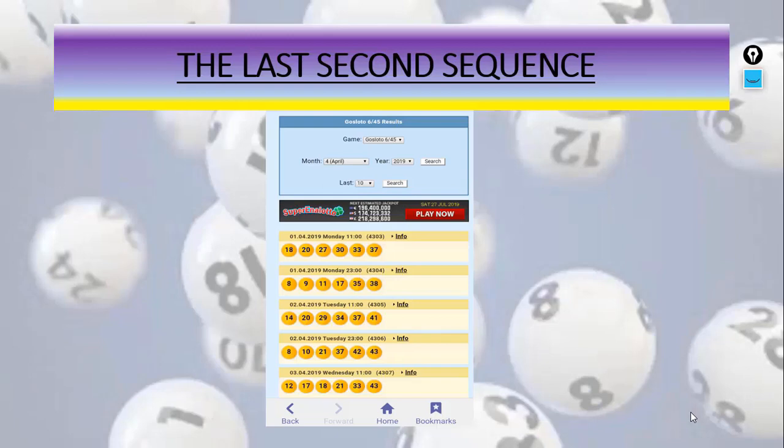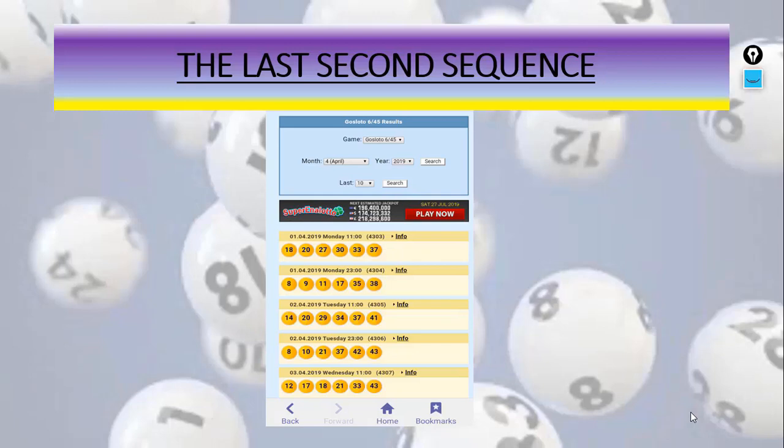As you can see, the results were as follows for the Monday morning draw, which took place on the 1st of April 2019: 18, 20, 27, 30, 33, 37. And for the evening draw, the results were as follows: 8, 9, 11, 17, 35, 38.